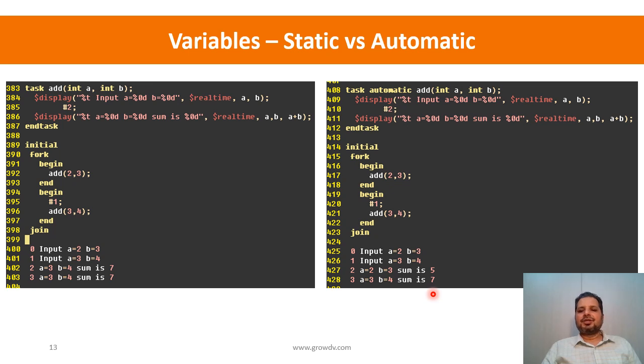So I hope this gives clarity on how static versus automatic behaves, from both the individual variable point of view and the point of view of the formal arguments.